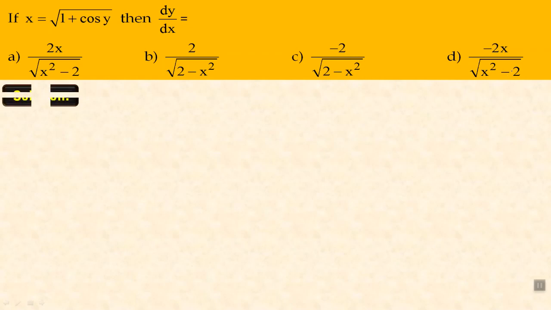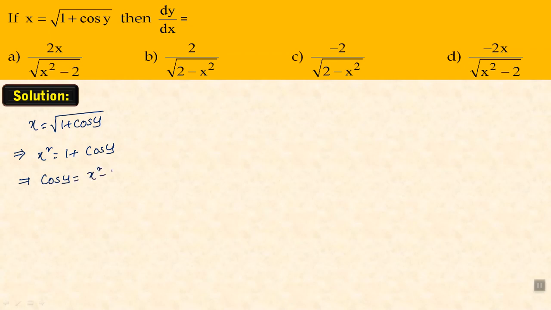Let us find this. Given x is equals to square root of 1 plus cos y, squaring on both sides, we get x square is equals to 1 plus cos y. This implies cos y is equals to x square minus 1. Now differentiating with respect to x on both sides, we get d by dx of cos y is equals to d by dx of x square minus d by dx of 1.